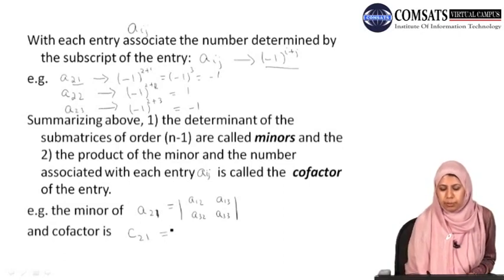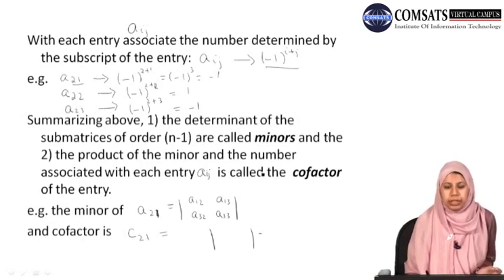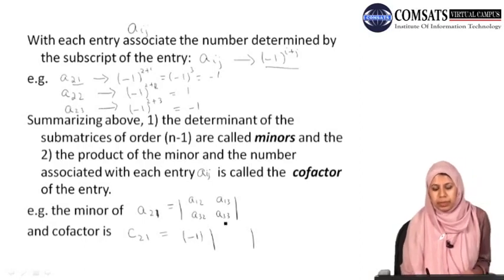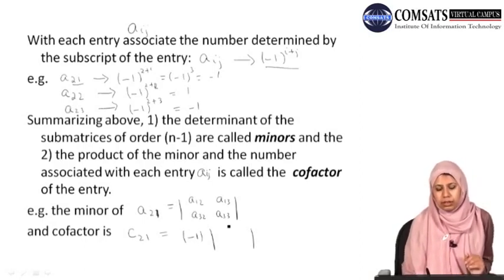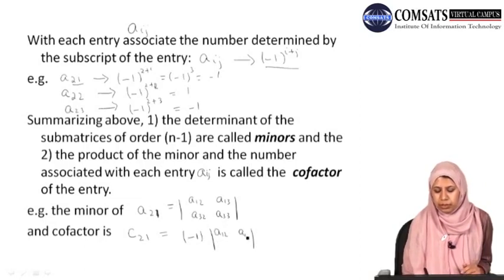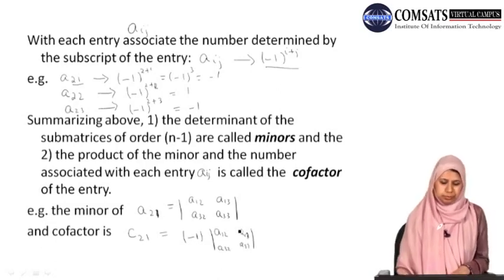The cofactor is the product of the minor, that is this thing, with the number associated with it. The number we have associated with A21 is -1, that is -1 times the determinant of the submatrix A12, A13, A32, A33.